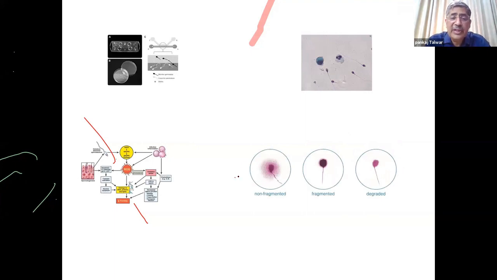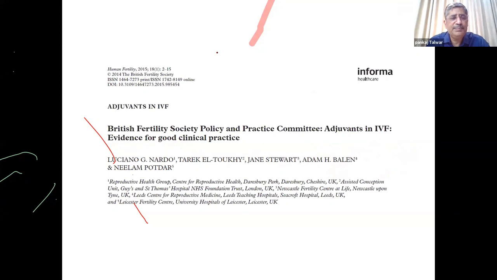We can do DNA fragmentation index. We can look for the pus cells, treat ROS with antioxidants wherever required, and we can do microfluidics. The rest, all techniques are quite debatable.